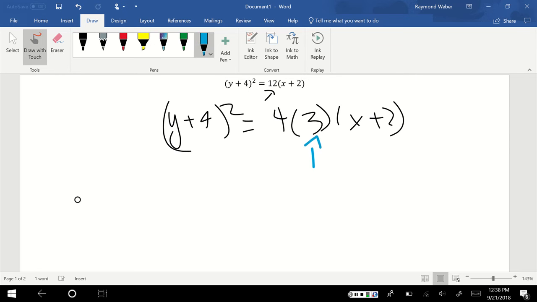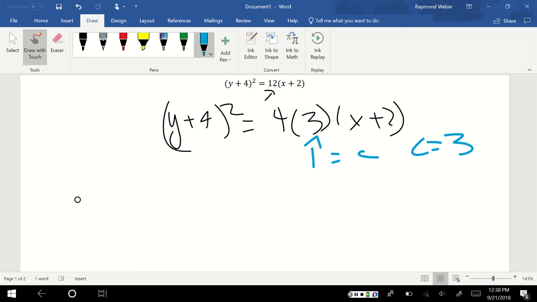And this number right here, your book calls it C. C is going to matter for being able to find our focus and our directrix and all that cool stuff. So you need to find C first by really just pulling a 4 out, and then whatever's left, that's C. So in this case, C is 3.